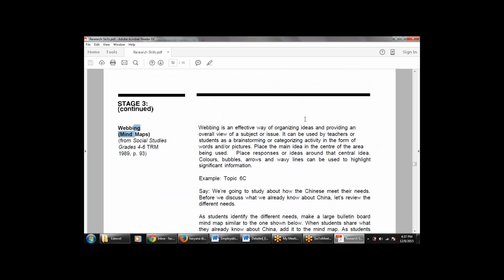Then next is webbing, that is a mind map, an effective way of organizing ideas and providing an overview of a subject or issue. If I want an efficient and effective way of organizing ideas and providing the overview, that can be done by webbing, or mind mapping. So place the main idea in the center of the area being used. Place responses around the central idea. Colors, bubbles, arrows and wavy lines can be used to highlight the significant information.